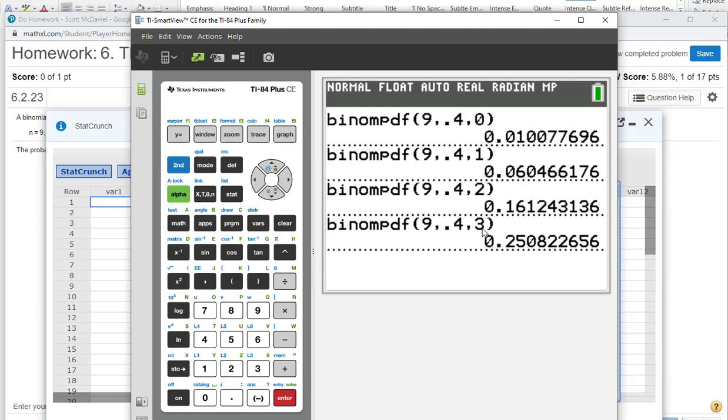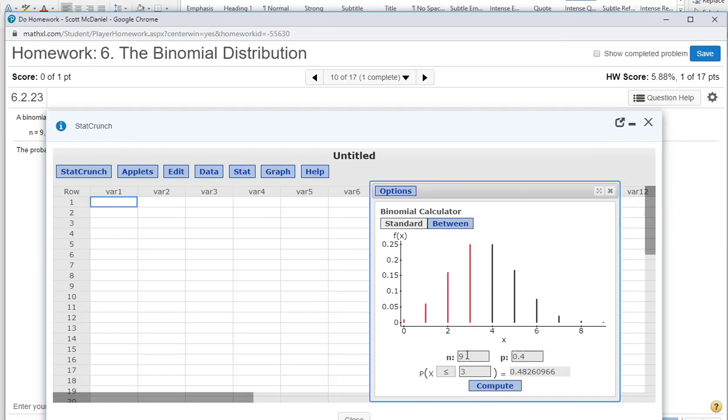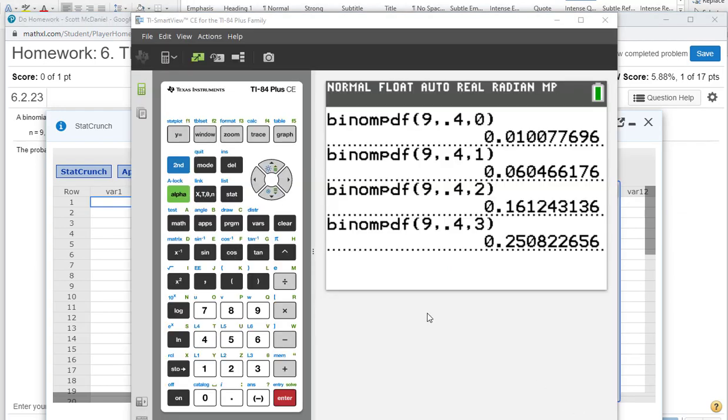We're finding the sum of 0, 1, 2, and 3. That's what we did in the applet. If you recall, I'm just adding up these probabilities. There is a way that we can get it to automate that. And it's with, rather than using the PDF on 4 individual ones, we can use the CDF. So the C stands for cumulative.